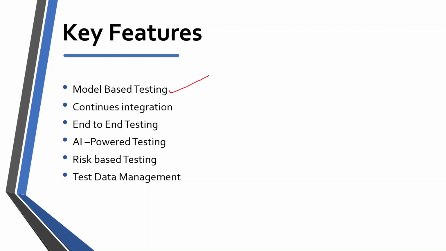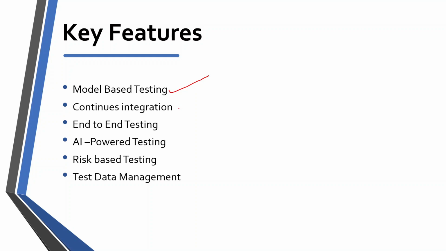First one is model-based testing. What does it mean? It means Tosca uses a model-based approach. With this, it allows users to create automated test scripts without writing code. So the user can develop business processes rather than coding. By developing business processes, they can automate end-to-end testing of software applications without writing any code. That is the meaning of model-based testing.